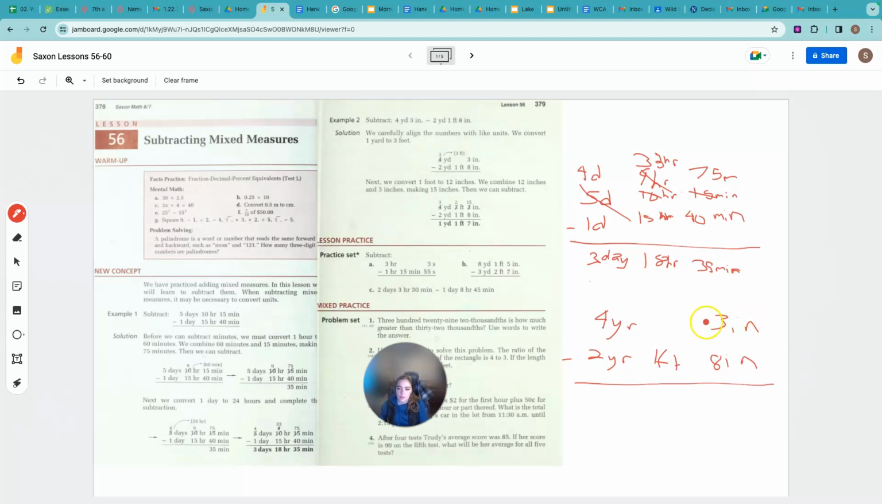So 3 minus 8, well, unfortunately, we can't do that. But we can take this and say, okay, 3 yards, and then put 3 feet in this column. And we're going to borrow from it. So then we have 2 feet, and this is going to equal 15 inches, because 12 plus 3 is 15 inches. So 15 minus 8, we get 7 inches. 2 minus 1, we get 1 foot. 3 yards minus 2 yards is 1 yard. And that's our final answer.